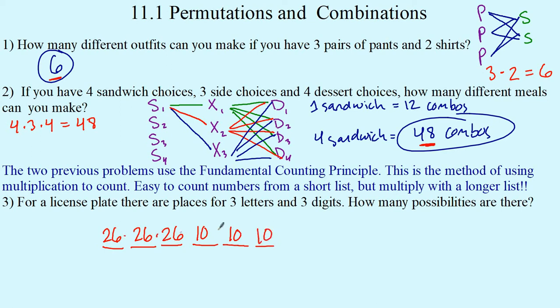And then you just multiply. All right, where's my calculator? All right, I get 17,576,000. All right, that's just 3 letters and 3 digits. And that's doing it in that order. Letter, letter, letter, digit, digit, digit. Okay, imagine if I changed up the order, things would change. But we'll get to that.